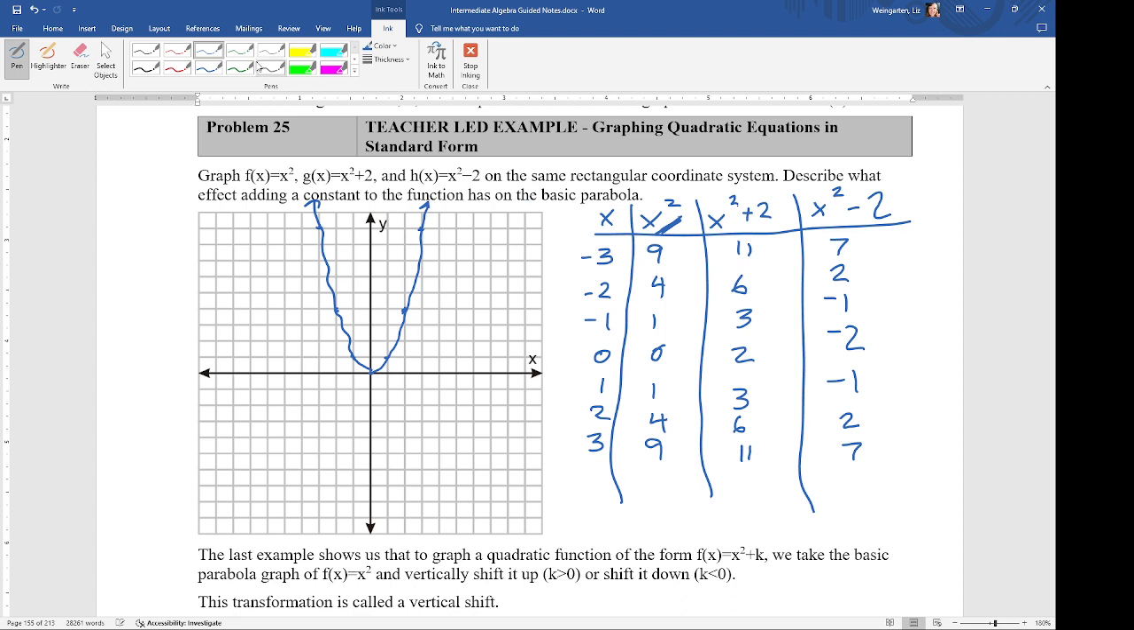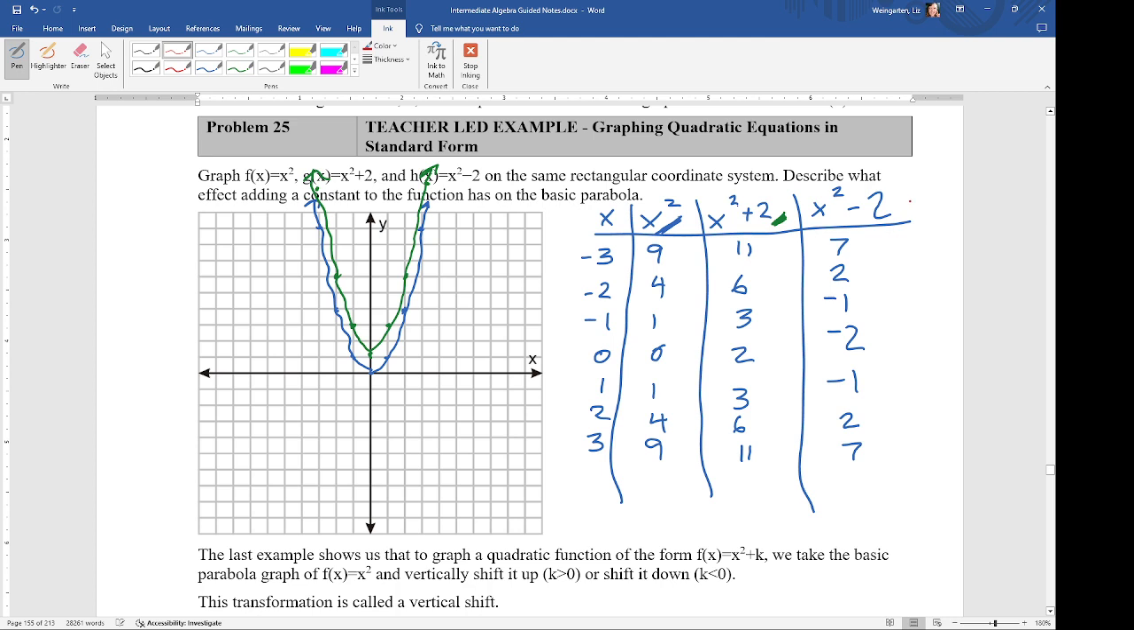I am going to graph x squared plus 2 in green. So we have -3, 11, which is going to be somewhere up here. -2 and 6. -1 and 3. 0 and 2. And then it's going to do the same thing on this side. So here is our green graph. It's exactly the same, except everything is shifted up 2.